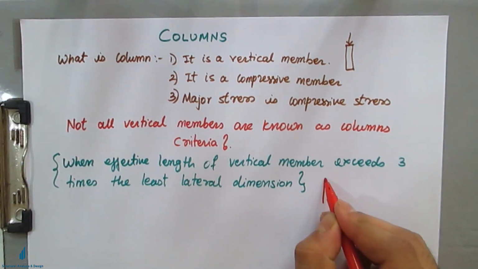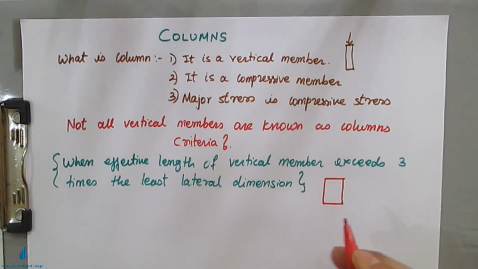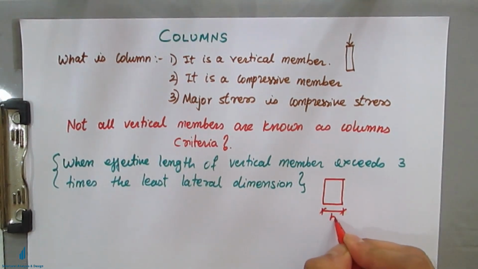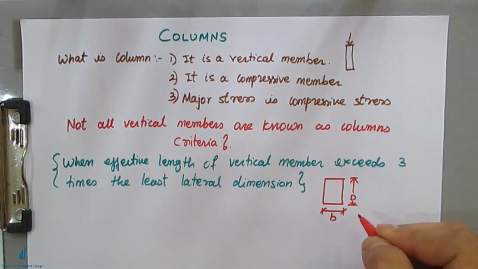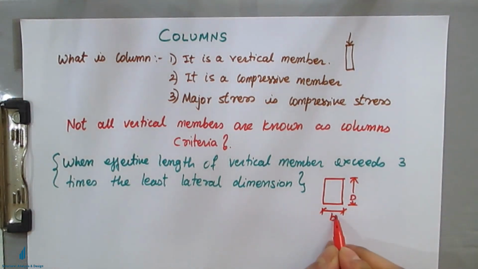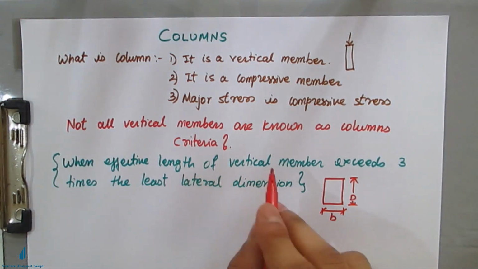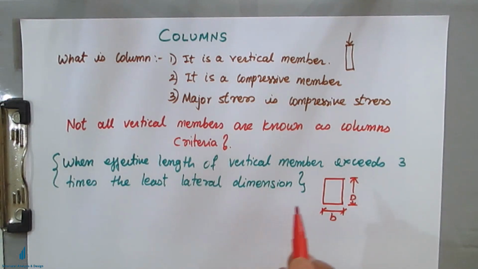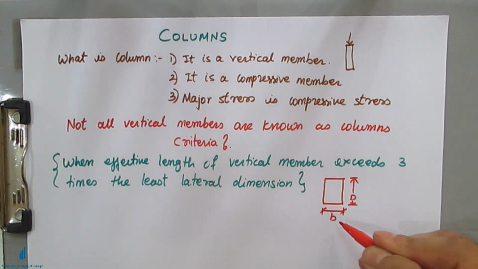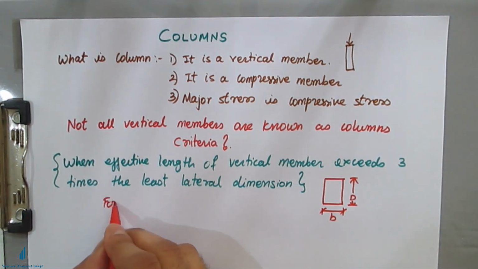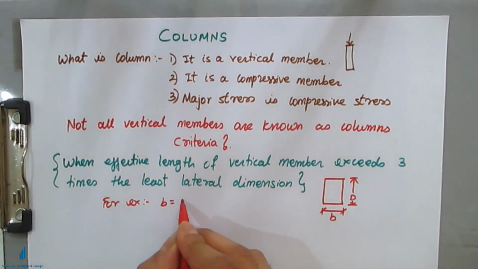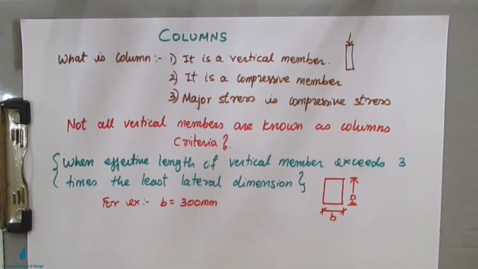So suppose this is your column section. This is your width B and this is your depth D. Here if you see, the least dimension is B, and our criteria says when the effective length of vertical member exceeds 3 times the least lateral dimension, the length should exceed 3 times this least lateral dimension B. Suppose, for example, B is equal to 300 mm. I am just taking this.